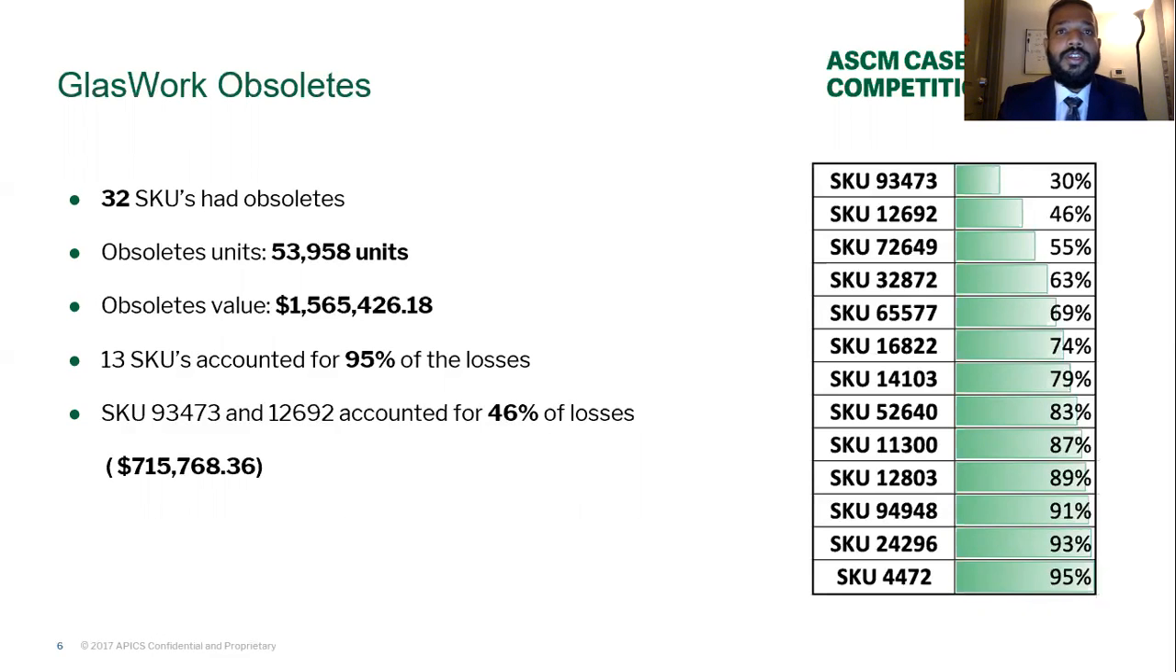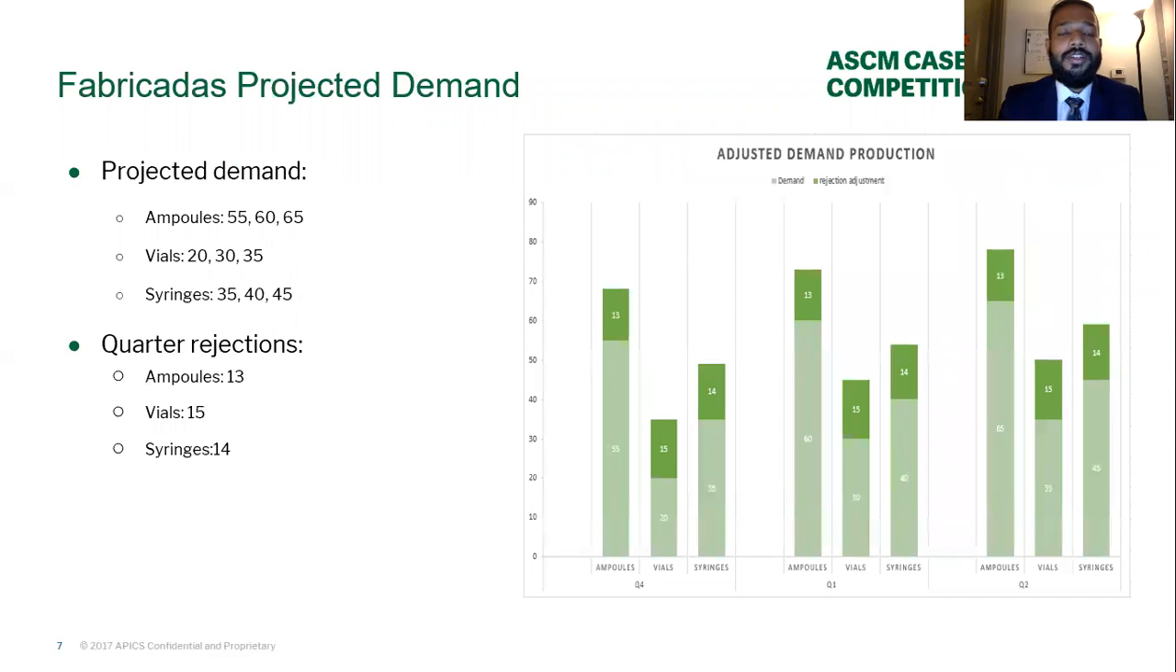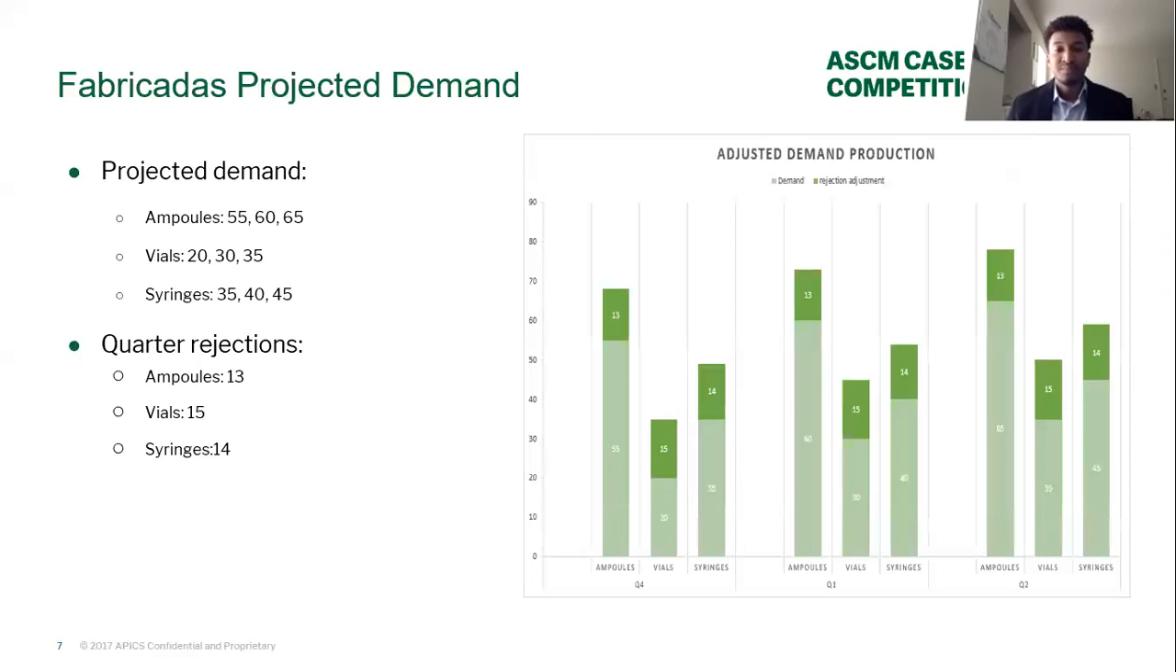Now we'll be looking at Fabricata's projected demand. As you can see on the slide, the projected demand for the products were as follows and in order by Q4, 1 and 2. Ampules being 55, 60, and 65, followed by vials and syringes. For our adjusted demand, we took into consideration the quarter rejections, which are as follows. Ampules being 13, vials 15, and syringes 14, which is shown by the graph. Now I'll talk about the product hour breakdown.